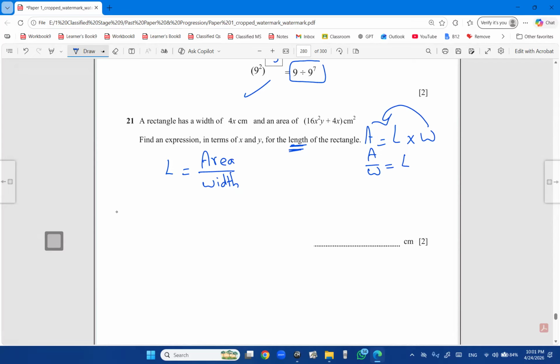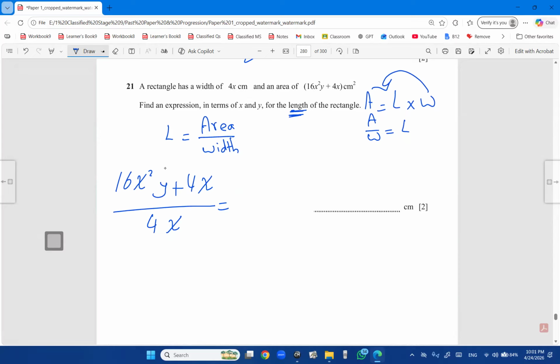Good. So to find the length, I need to do the area, which is 16x squared y plus 4x, over the width, which is only 4x. Doing this actually means this over 4x plus 4x over 4x. The denominators are the same, and adding the numerators is going to take you back to this, right? So now we can simplify.